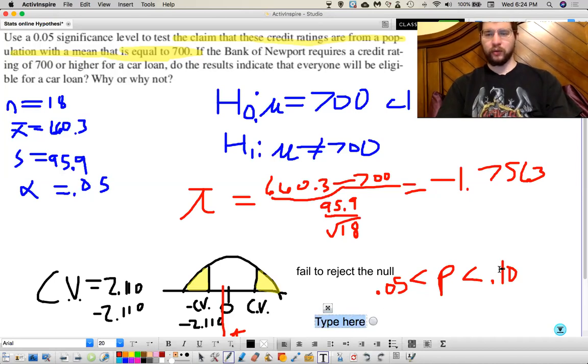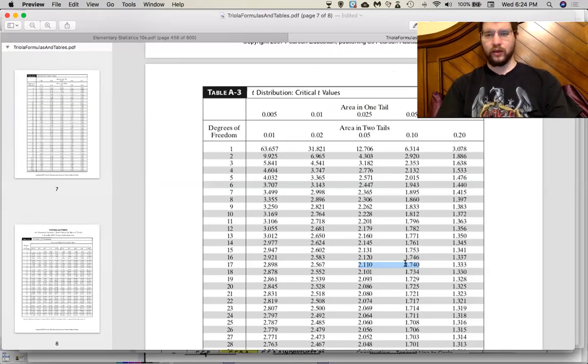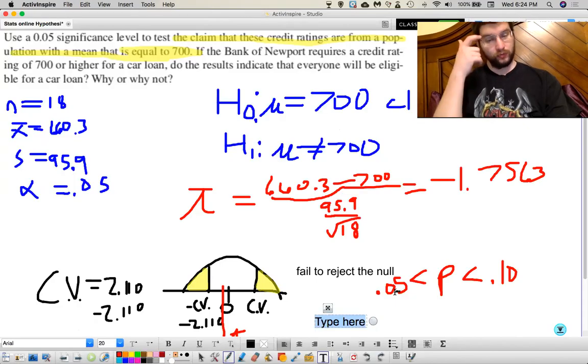So I'll walk you through this part one more time. P is based on your test statistic, 1.7563. That's between these two numbers. We have to look for 17 degrees of freedom. Where is it at? Between these two numbers. Those two numbers have an area in two tails between 0.05 and 0.1. So P's got to be somewhere between there. That's all we can say using the p-values. But that's enough information to tell us that P is greater than alpha. P is greater than 0.05.